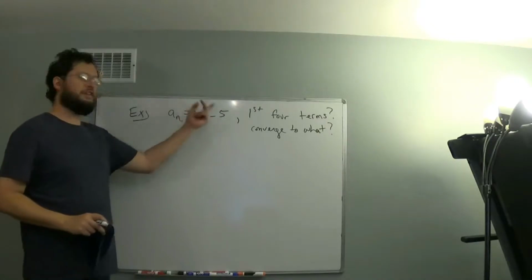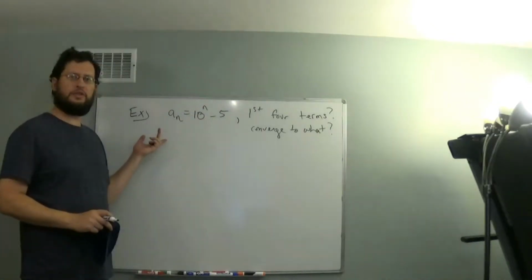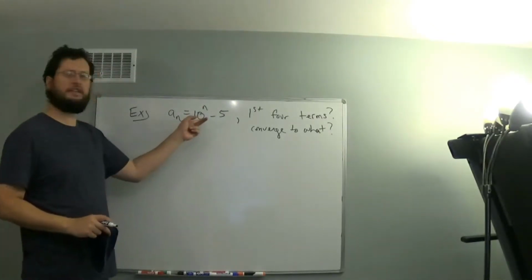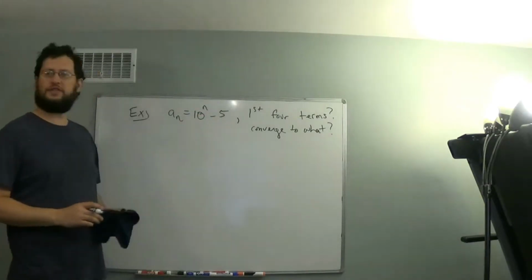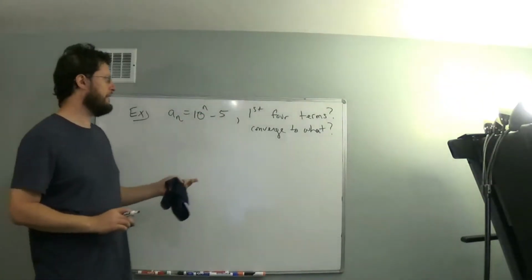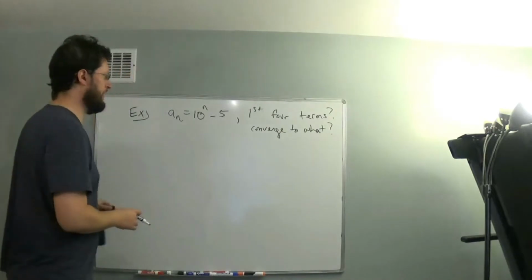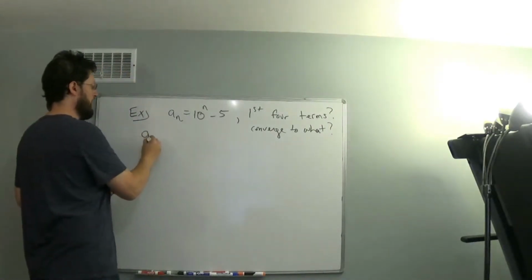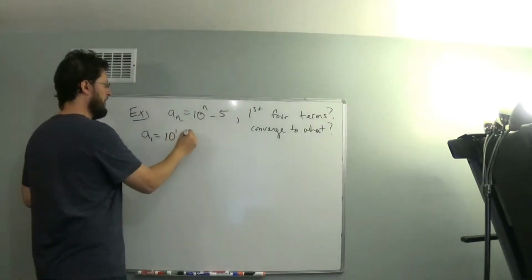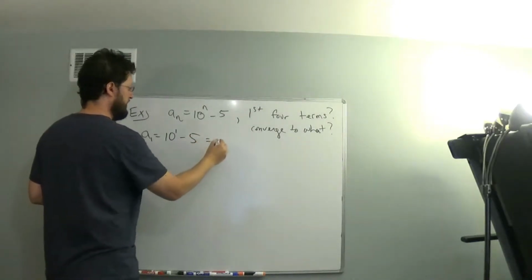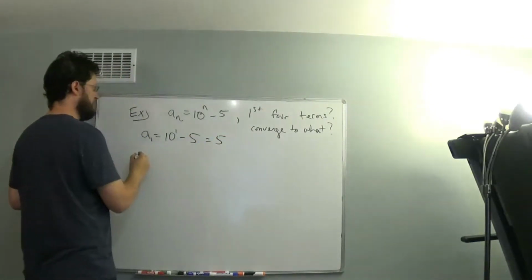In this problem, we're given an explicit formula for the terms of an. An is 10 to the n minus 5. We'd like the first four terms, and then we'd like to ask, what does it converge to, if anything? So let's just start. a1 is 10 to the 1 minus 5, which is 10 minus 5, which is 5.